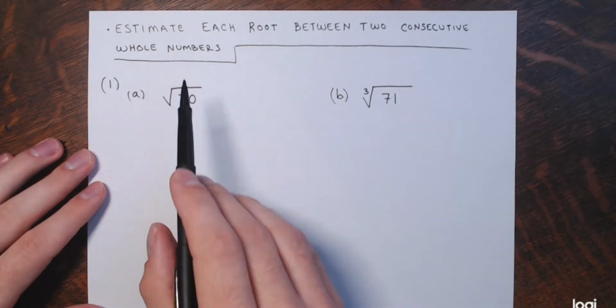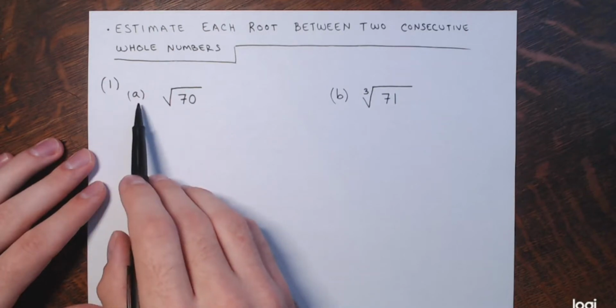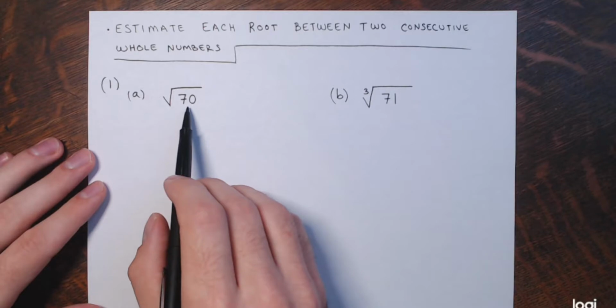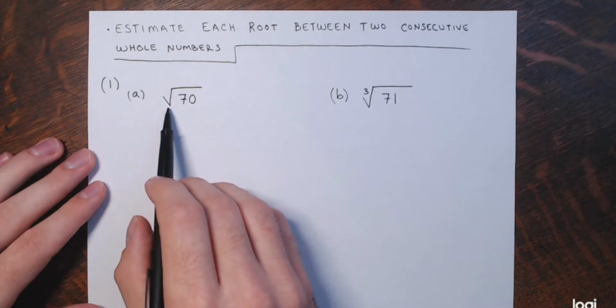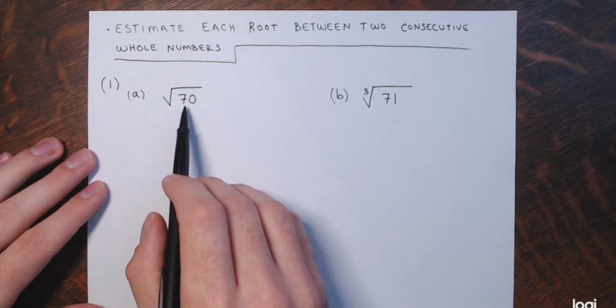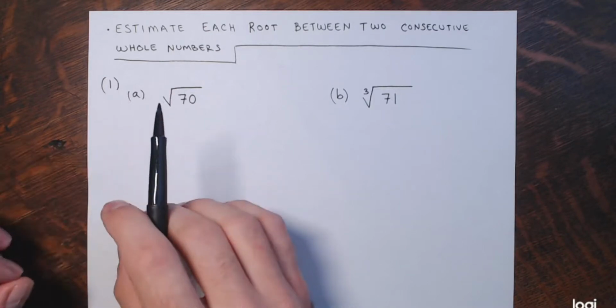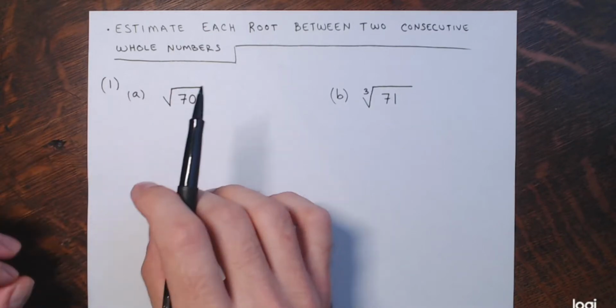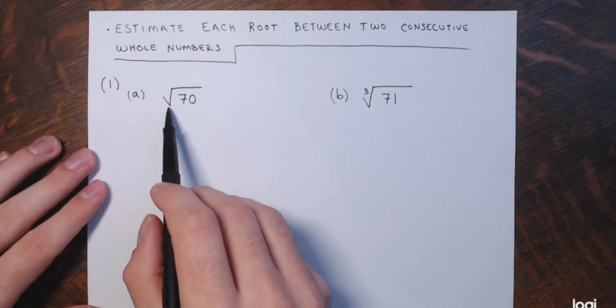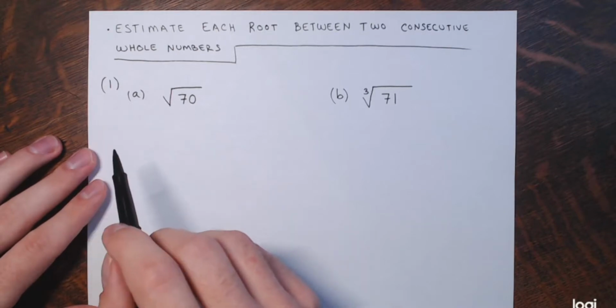So for number 1, part A, they give us the square root of 70. And remember, this symbol means the positive square root of 70, because I know every positive number has two square roots, a positive one and a negative one. Just don't forget that when you see this symbol, an even root, they're asking for the positive one.